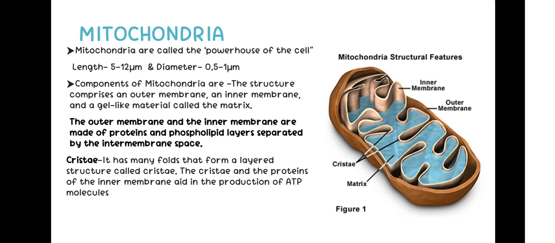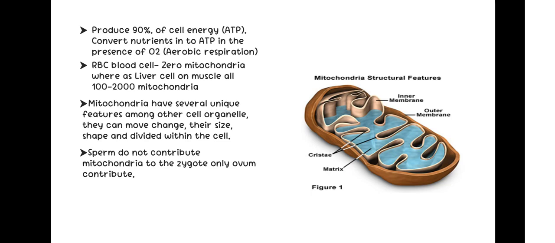Here in the picture you can see the cristae, the many folded layers. The cristae and the proteins of the inner membrane aid in the production of ATP molecules. ATP means adenosine triphosphate. Mitochondria produce 90% of the cell's energy, that's why they are called the powerhouse of the cell, and they convert nutrients into ATP in the presence of oxygen, which is called aerobic respiration.